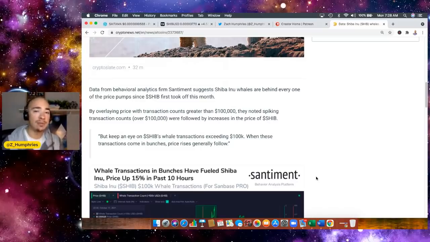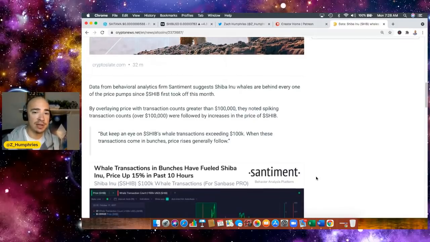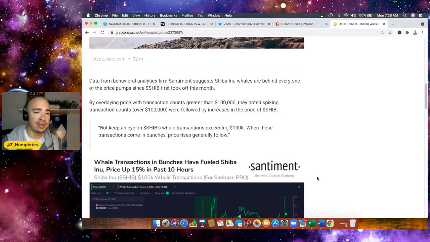Right. However, everything changed when we turned into quarter number four. When we turned the page into October, Shiba Inu and the entire crypto market started turning green, and some data here indicates that every time SHIB has seen a pop, it has been big whales coming in to join the party. So by overlaying the price with transaction counts greater than 100,000, they noted spiking transaction counts over 100,000 were followed by increases in the price of SHIB.